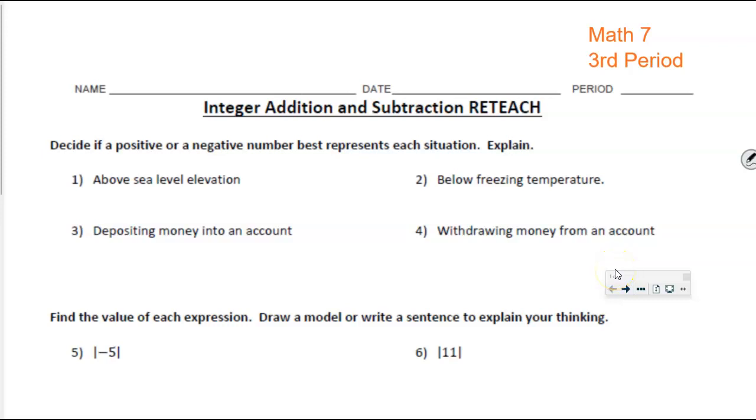Hello, Math 7 students. This is Integer Addition and Subtraction Reteach. We're going to go over some of the concepts that we missed from our previous test.